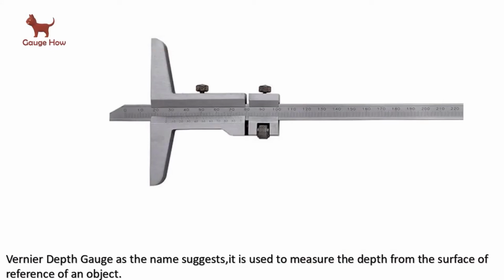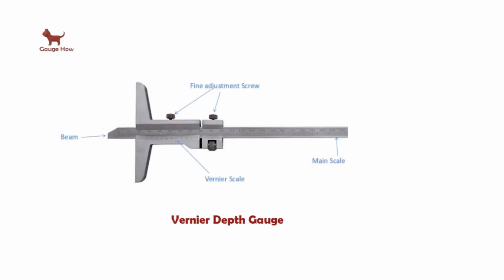So what is a Vernier depth gauge? As the name suggests, it is used to measure the depth from the reference surface of an object. A Vernier caliper also has a depth bar, but this cannot be used as a standard measurement. Here we have the main parts of the Vernier depth gauge. We have the Vernier scale, main scale, fine adjustment screw and a beam.